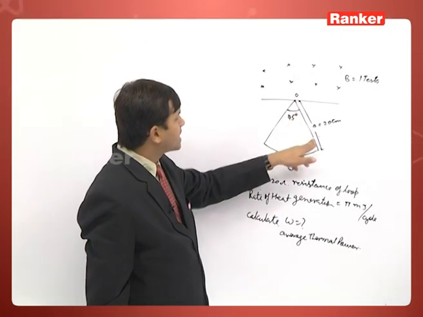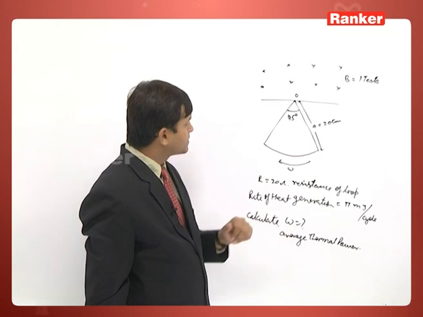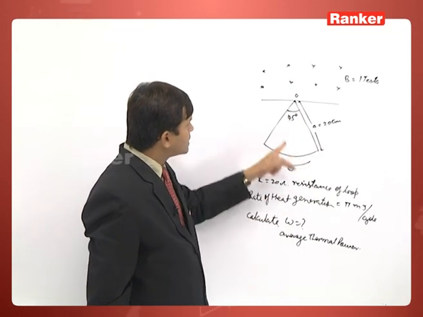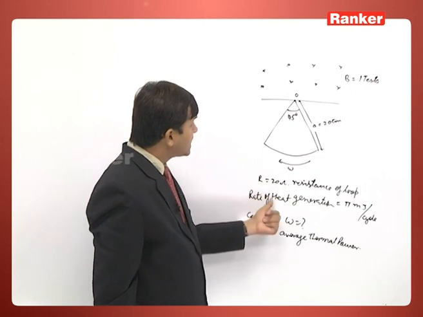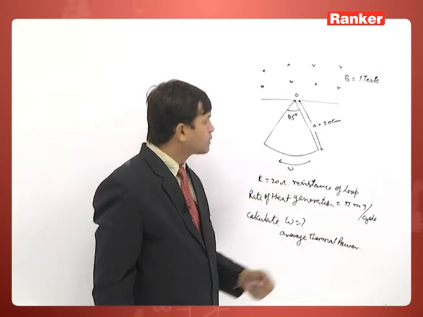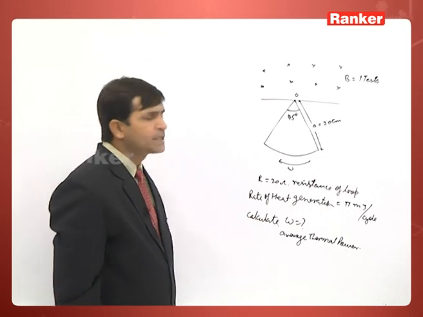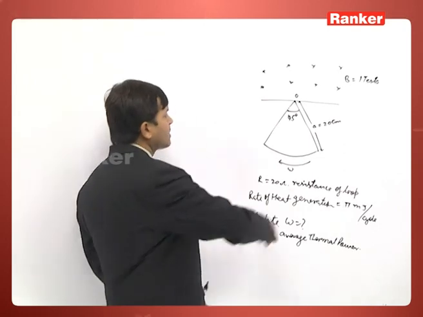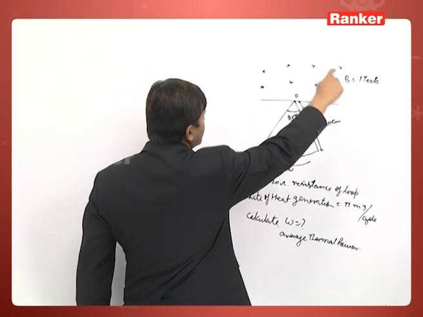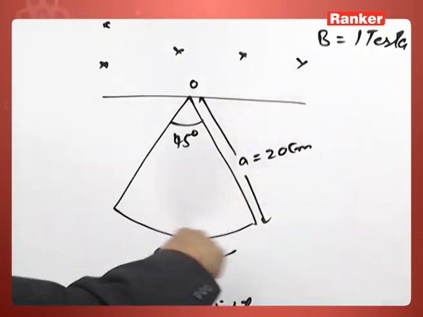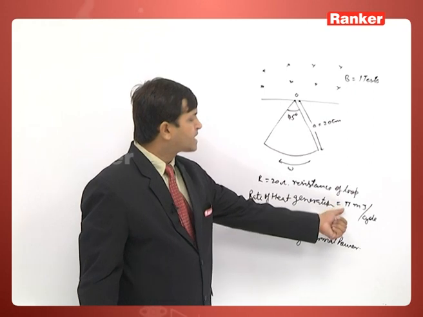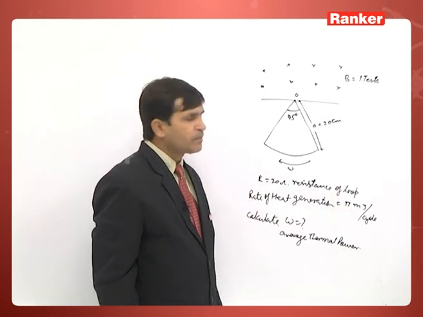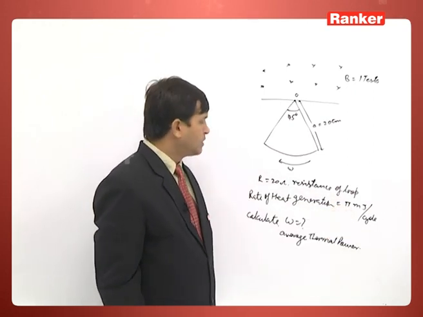And this circular sector has a radius of 20 centimeters, and the resistance of the whole loop is given as 20 ohm, and the rate of heat generation in this loop is given as pi millijoule per cycle. It means when the loop is rotating and completing one cycle or one round, the heat generated is pi millijoule.